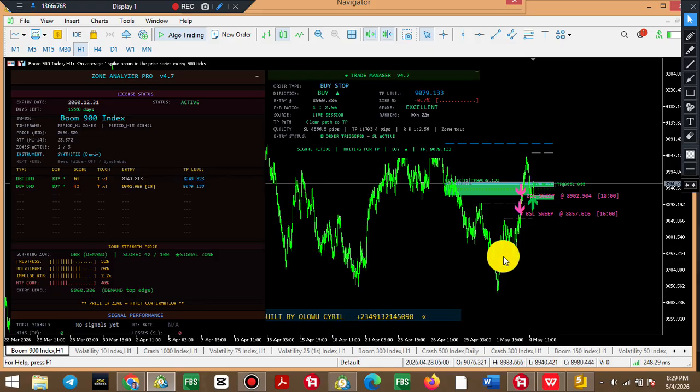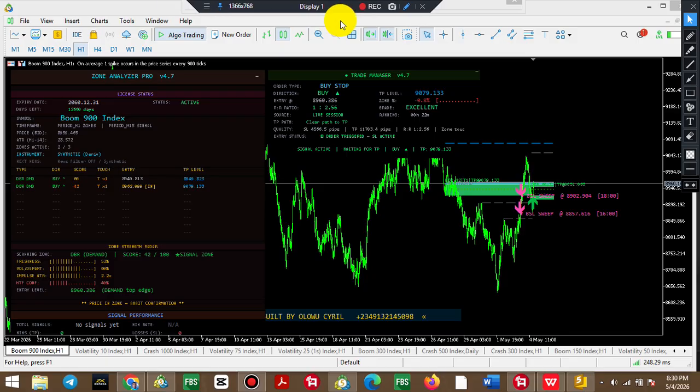So I noticed this signal on Boom 900, right? When you look at the trade manager at the top, which is here, you can see it was a buy stop, and price has triggered it. That is why when you check here, it tells you that order triggered, which means this trade now is live, is running. It's no longer a limit order trade. And then when you check the grade, it's showing excellent, right?